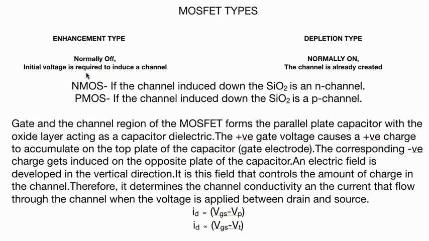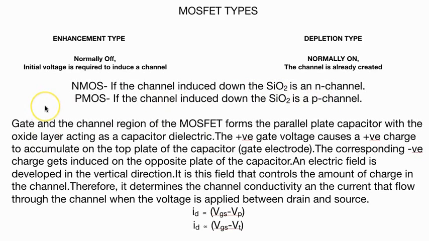We talked about the two differences between the enhancement type and depletion type MOSFETs. In the enhancement type, an initial voltage is required to induce a channel, while in the depletion type the channel is already created. And NMOS and PMOS: in NMOS, the channel induced under the silicon dioxide layer is an N channel, and PMOS is if the channel induced under the silicon oxide layer is a P channel.